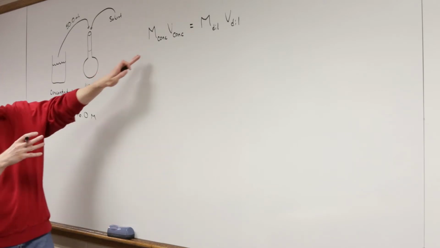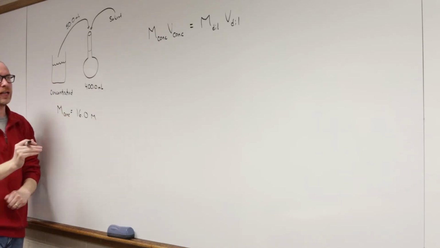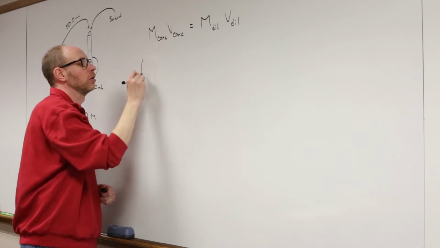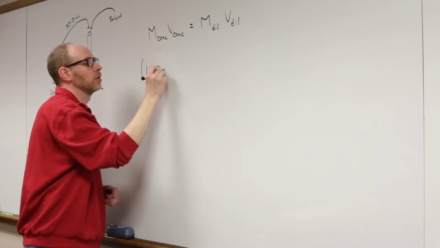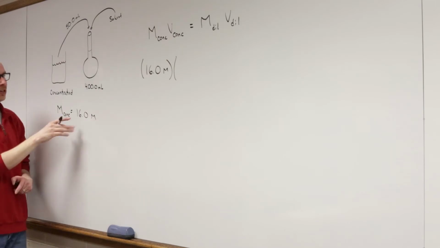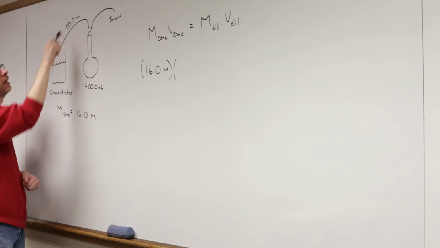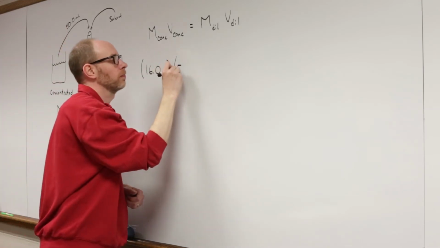So let's start with the concentrated solution. We know that concentrated solution has a molarity of 16 molar. And we know that the volume of that solution that we're taking and we're placing into that volumetric flask to dilute it is 50 milliliters.